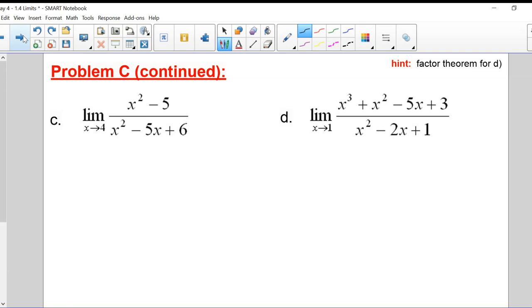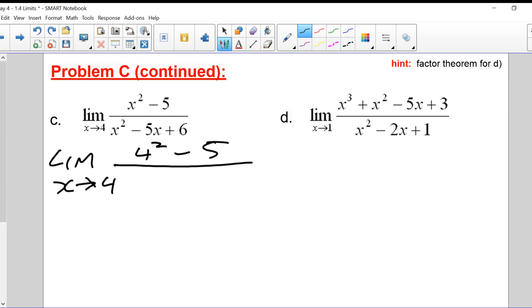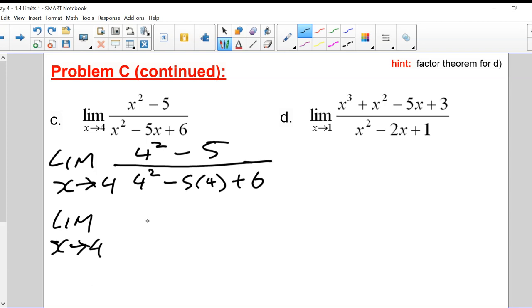Anybody? It does not. Check it out for yourself. Let's just plug the 4 in and see what happens. So the limit as x approaches 4 is 4 squared minus 5 over 4 squared minus 5 times 4 plus 6. The top is 16 minus 5, which is 11, over 16 minus 20, that's minus 4, plus 6, that's 2, I believe. 11 over 2. And again, folks, if I'm wrong, jump in and let me know. I did that in my head, so I could very well be wrong. I think that's right.